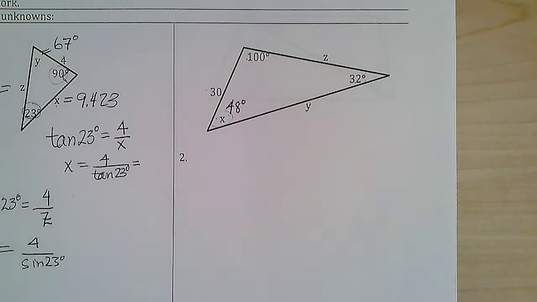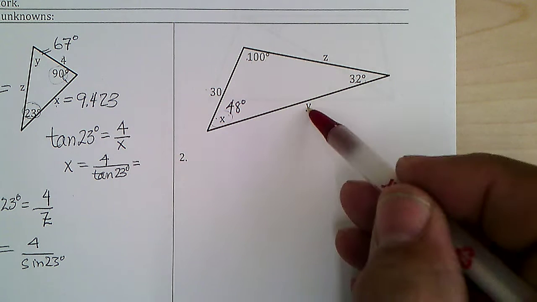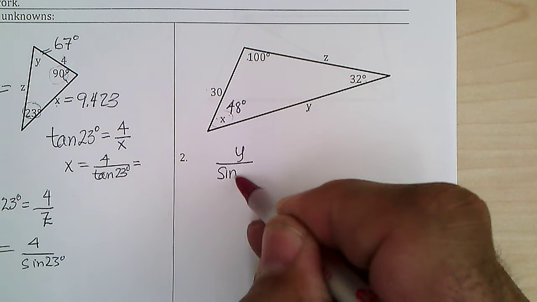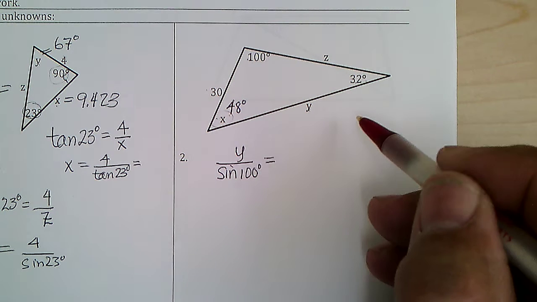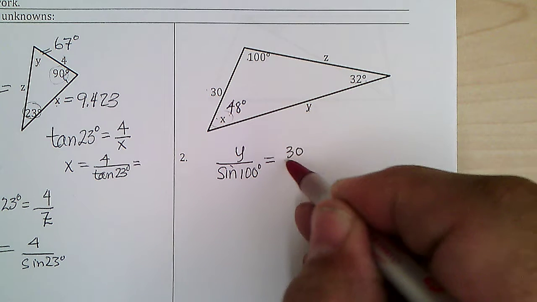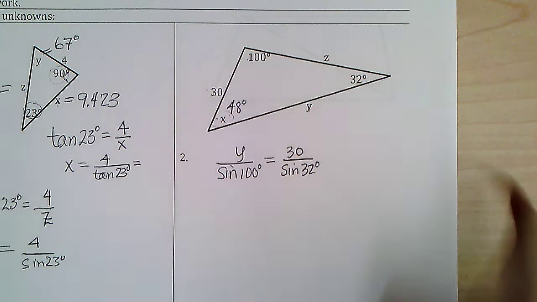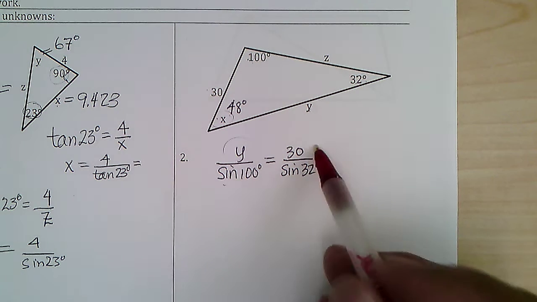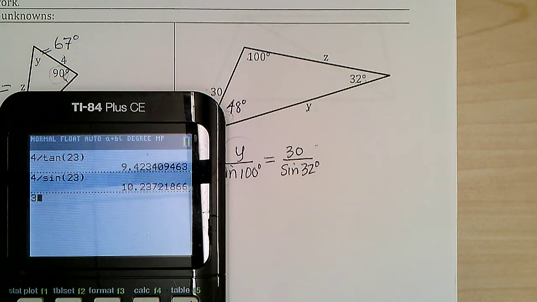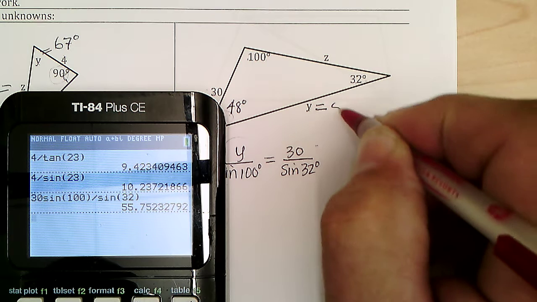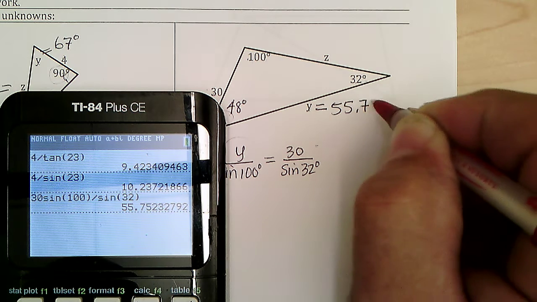So that looks like it's set up to do law of sines, which is, if I want to get y over the sine of the angle opposite equals any other side, which I know is 30, is the one I know, over the sine of the angle opposite, which is 32 degrees. So to solve for y, I'd multiply by the sine of 100. So I'd have 30 times the sine of 100 divided by the sine of 32. And I get y to be 55.752.